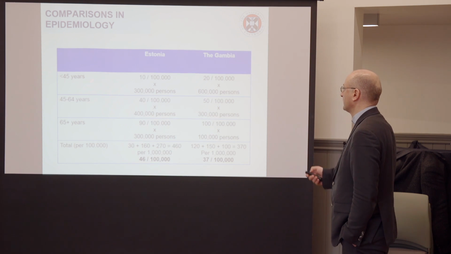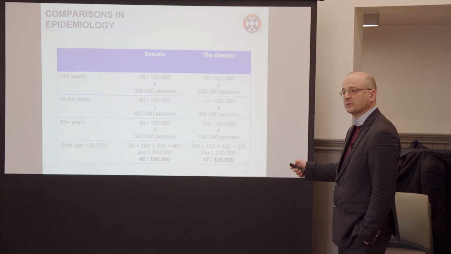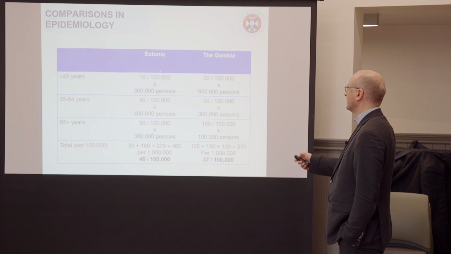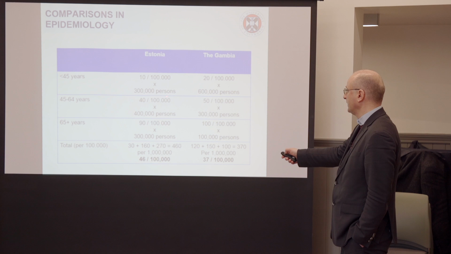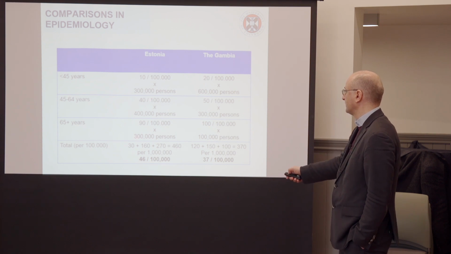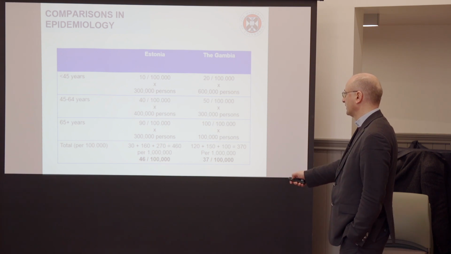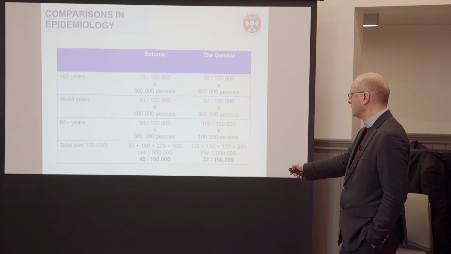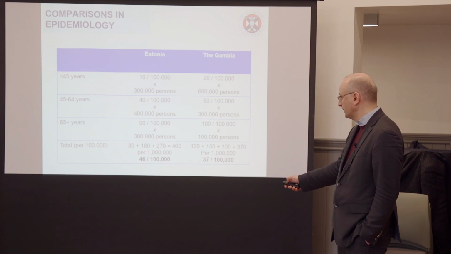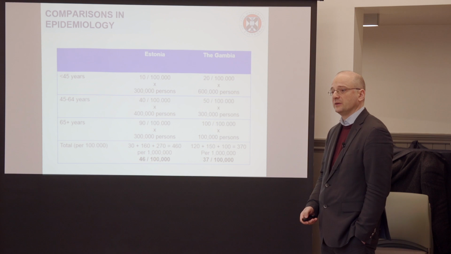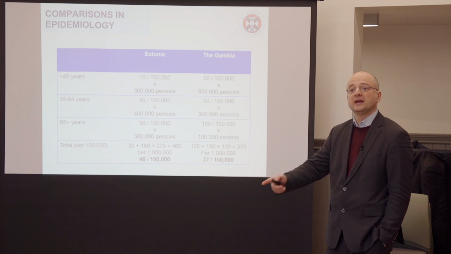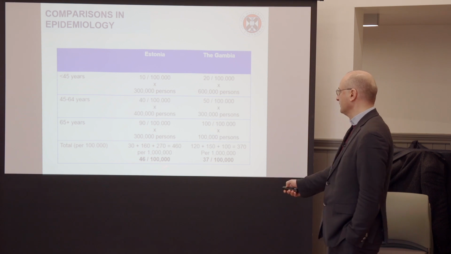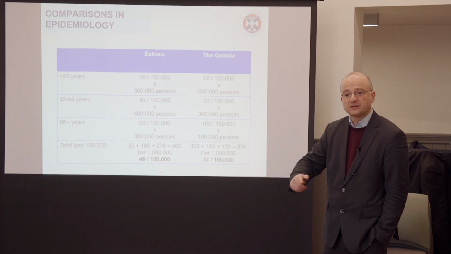So when you know that, you multiply your incidence with the population, and how many cases do you get? 10 per 100,000 in 300,000, that's going to lead to 30 cases. 40 per 100,000 in 400,000, 160 cases. 90 per 100,000, that's going to give you 270 cases. Altogether in Estonia, in 1 year, you're going to have 460 new cases of lung cancer. And these are new cases over 1 year.